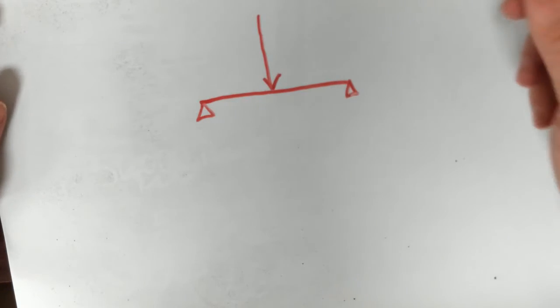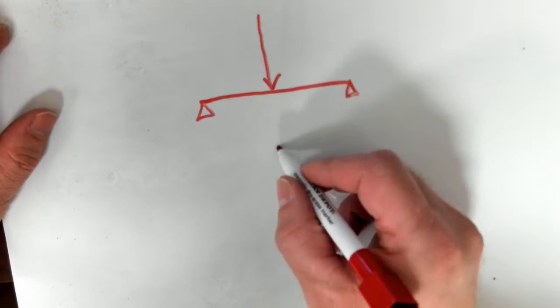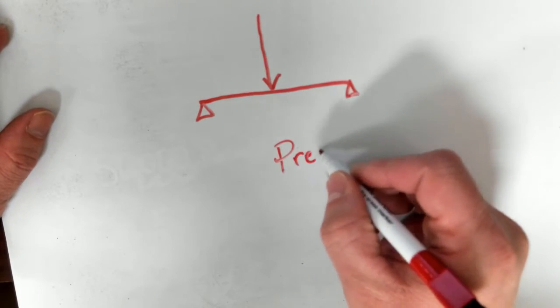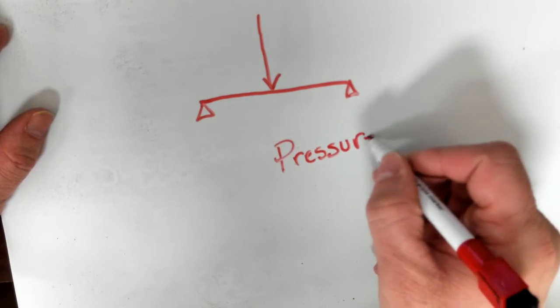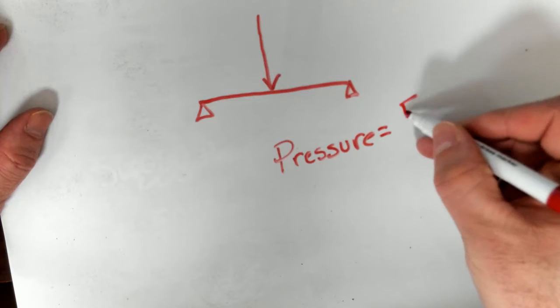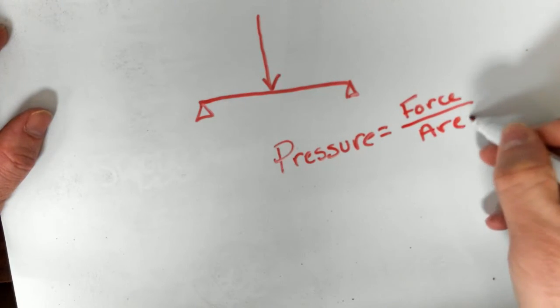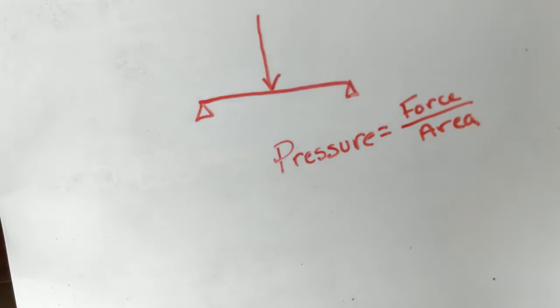Now, one thing we got to understand: pressure is equal to the force divided by the area. That's how you find pressure. So it's determined on the area of the cross section of the member and how much force you're applying on it. Okay, that's how we get our pressure.